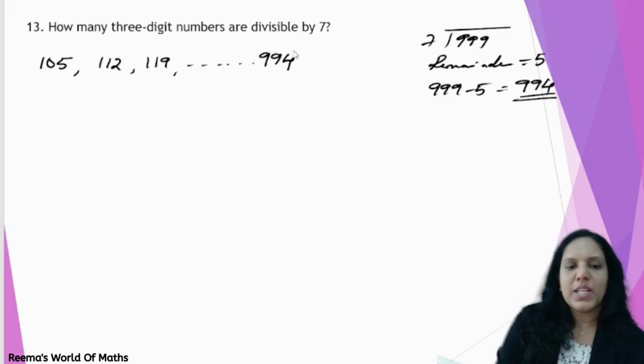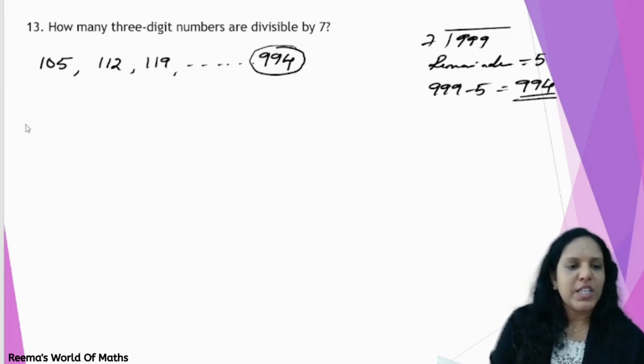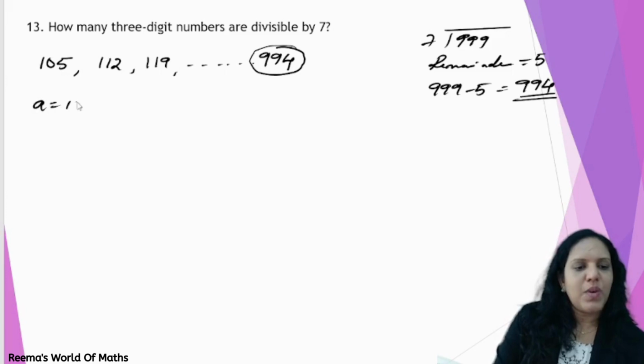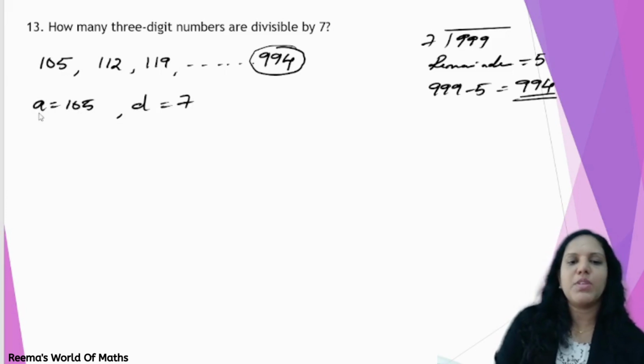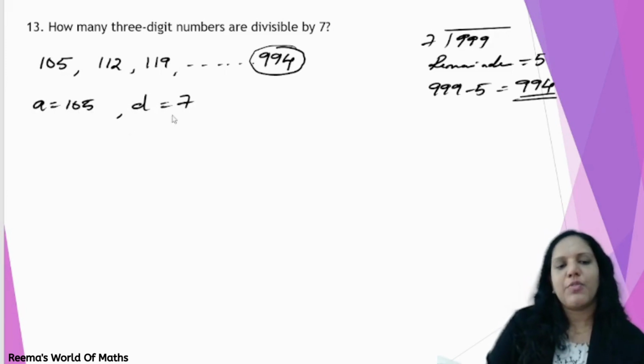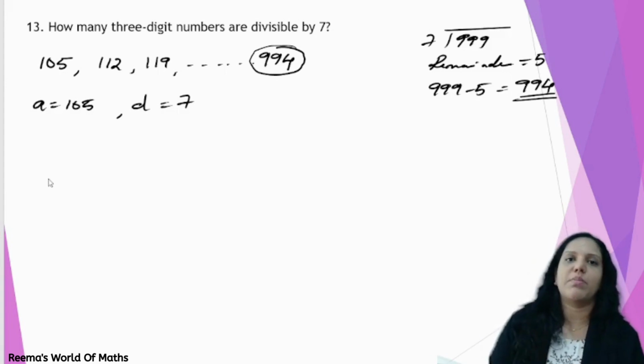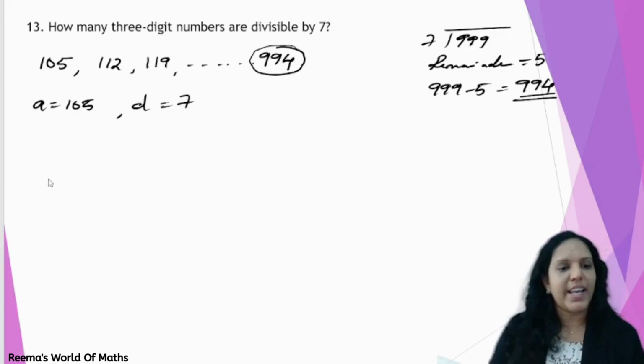Now we need to find the position of this number to know the number of terms in this AP. Here the first term is a equals 105, and the common difference is always 7 because the numbers are divisible by 7. So the common difference here is 7, and we have found the last term, which is 994. Now we just need to find the number of terms, that is, how many 3-digit numbers are divisible by 7. That will be expressed as n.